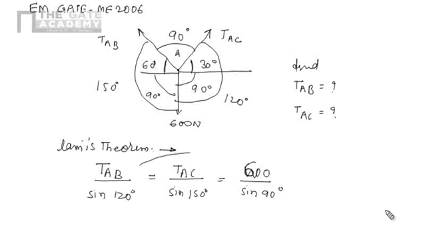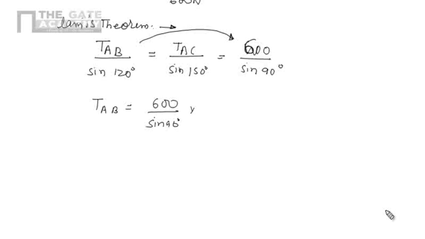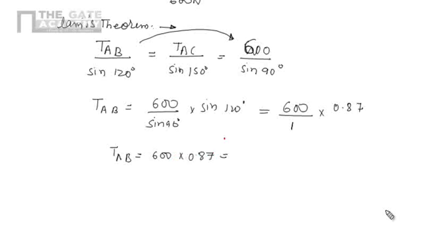So now we can equate these, that is TAB equals 600 divided by sine 90 into sine 120 degrees. If we further solve it, the value of sine 90 is 1 and the value of sine 120 degrees is nothing but 0.87. So TAB will be 600 into 0.87, and if we multiply 600 by 0.87, we will get 522 Newton.